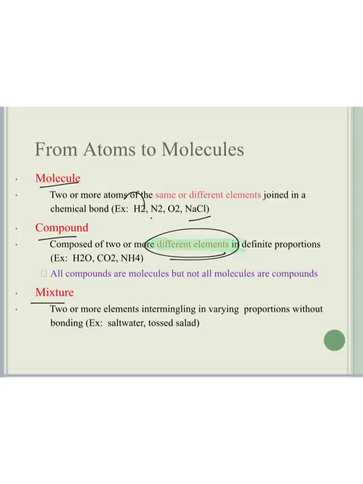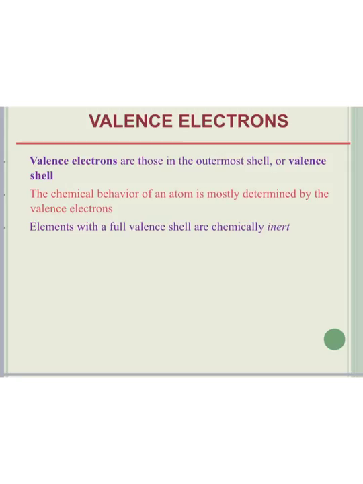A mixture is when we talk about 2 or more elements intermingling in ways that are not bound. So we think about things like a tossed salad. We have lettuce, cucumber, tomato, cheese, but those things are not bound together. They're not stuck together, but they're all in that mixture.